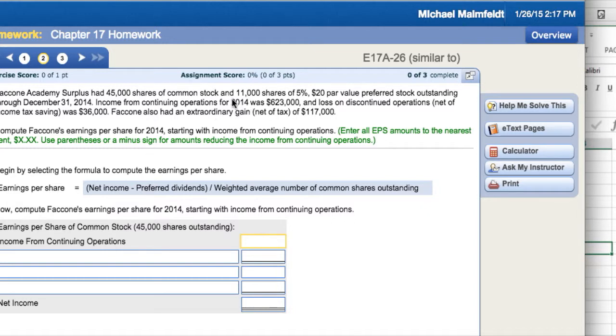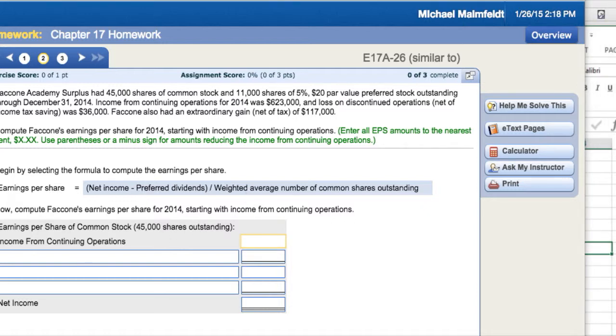We're going to plug in the income from continuing operations that they give us, $623,000. And then we're going to subtract out preferred dividends for the year, and that will give us our first number. And then we'll divide that by the number of shares outstanding. And normally when you figure your weighted average number of common shares outstanding, you have a beginning balance for the year, you have an ending balance for the year, and you take the average of those two numbers.